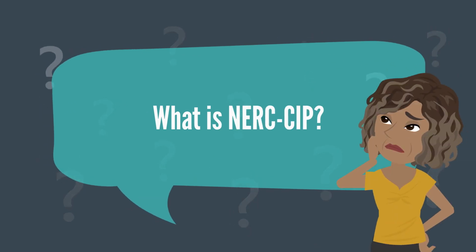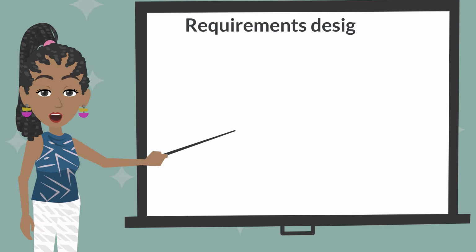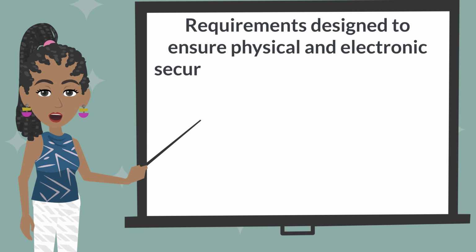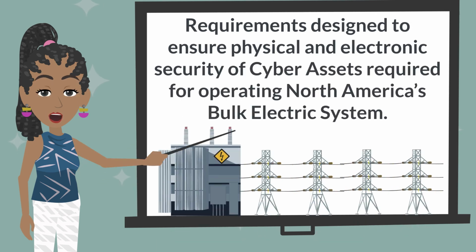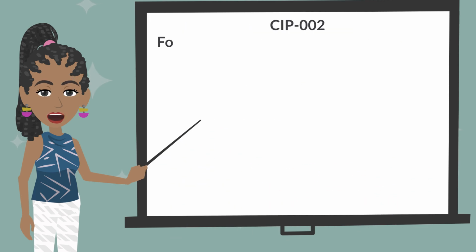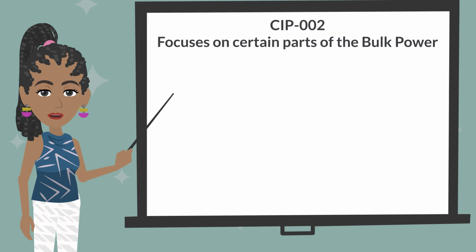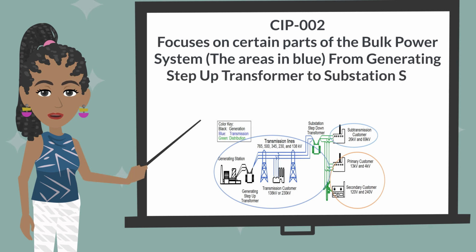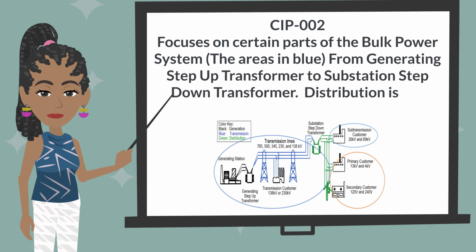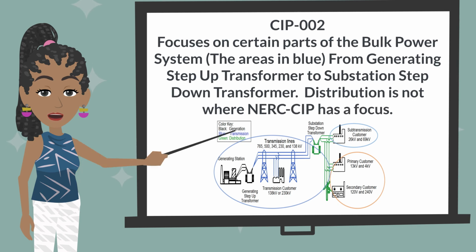What is NERC CIP? Requirements designed to ensure physical and electronic security of cyber assets required for operating North America's bulk electric system. CIP 002 focuses on certain parts of the bulk power system, from generating step-up transformer to substation step-down transformer. Distribution is not where NERC CIP has a focus.